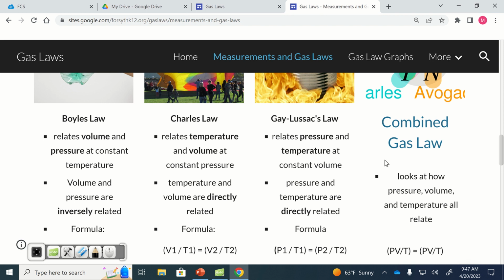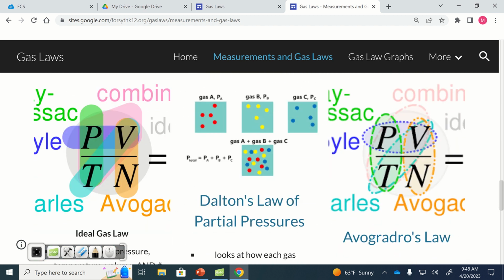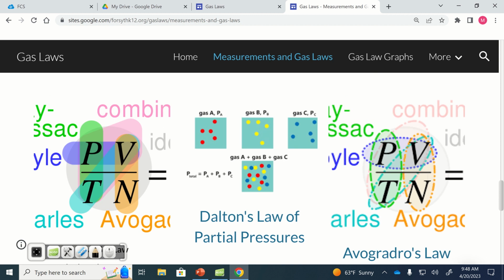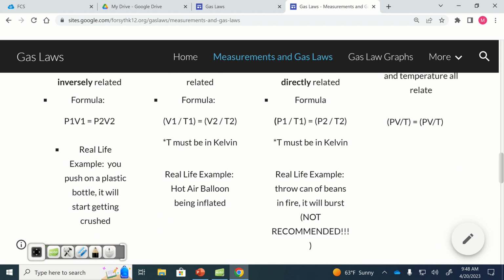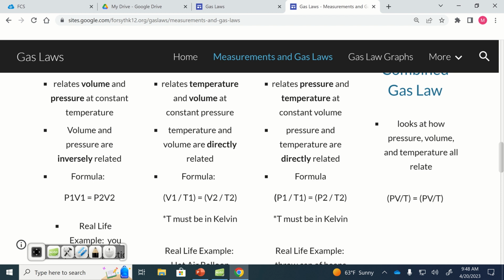So we've already gone over Boyle's, Charles's, and Gay-Lussac's laws, and also the ideal gas law. The last three I want to talk about are the combined gas law, and then two more: Dalton's law of partial pressures and Avogadro's law. After doing the other ones, these won't seem like anything that special, okay? But you can see how, again, everything comes together.